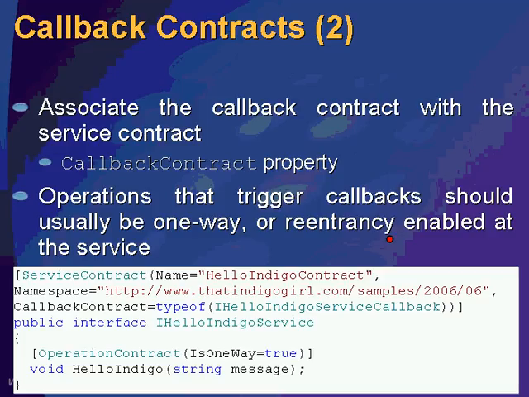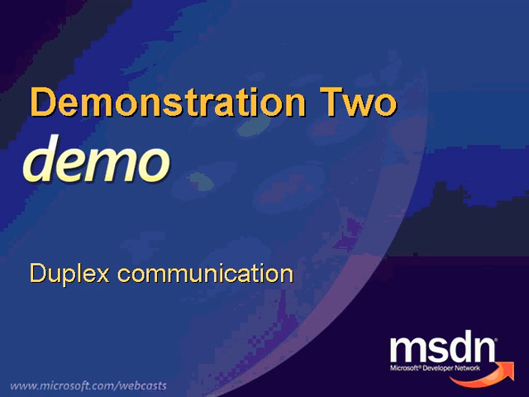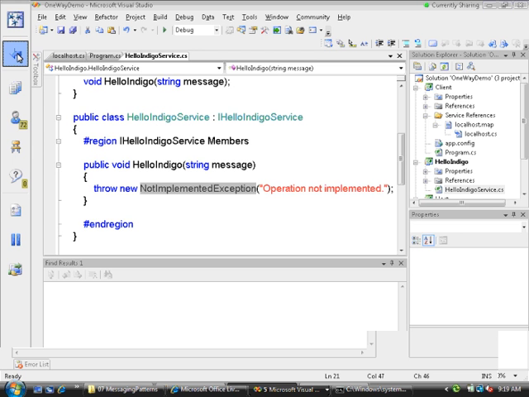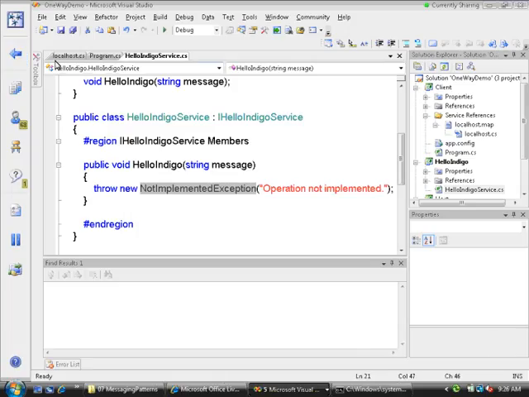Now, we're also going to talk about reentrancy briefly, and that's something that I'll go into in greater detail in the concurrency webcast that's going to be coming up. But the point is that we should at least make it either one way, or we should enable reentrancy. So I'm going to take you through a demo actually and just go through the process of creating a callback contract and basically associating that with a service contract and consuming that from the client.